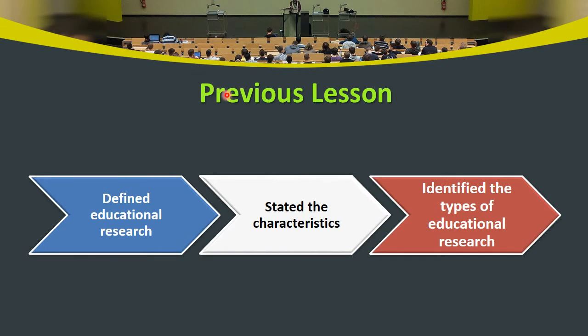Previous lesson, what did we discuss or what did we learn? We defined educational research. We went further to state the characteristics of educational research, and we summed the discussion with identifying the types of educational research.